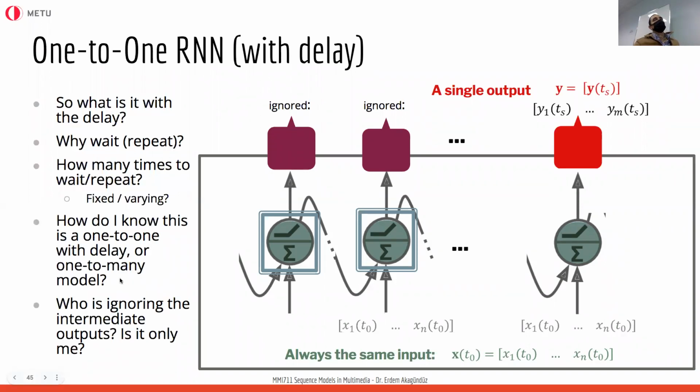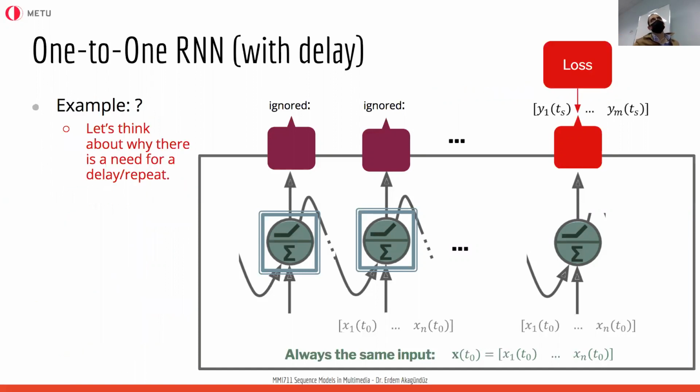So what's it with the delay? We talked about this. Delay helps the dynamic system evolve to a mature state that will create a desired output for you. Okay, so just like I asked, who is ignoring the intermediate output? I say ignore. It is the training. You just put the loss here, and the gradients will flow only in this direction, not in this direction.